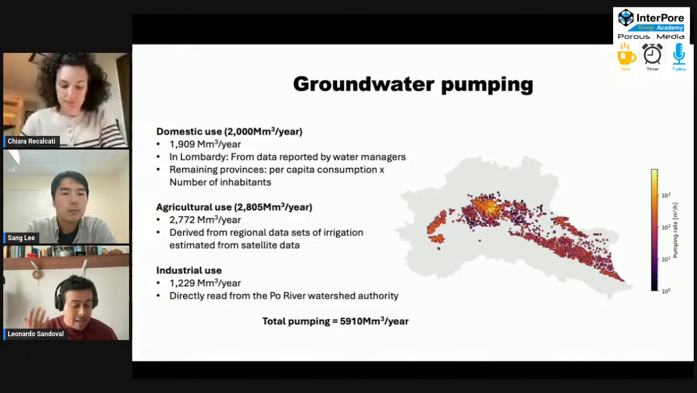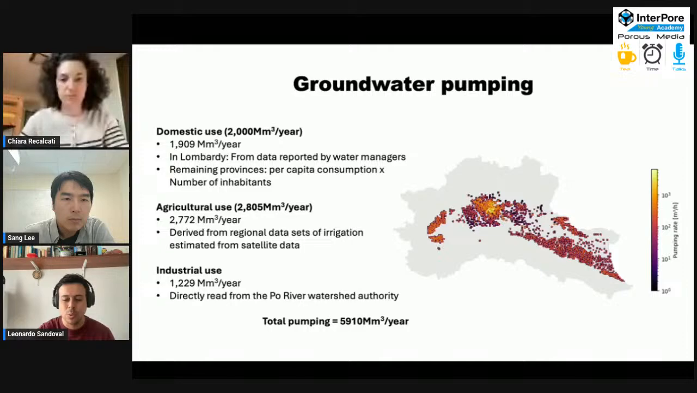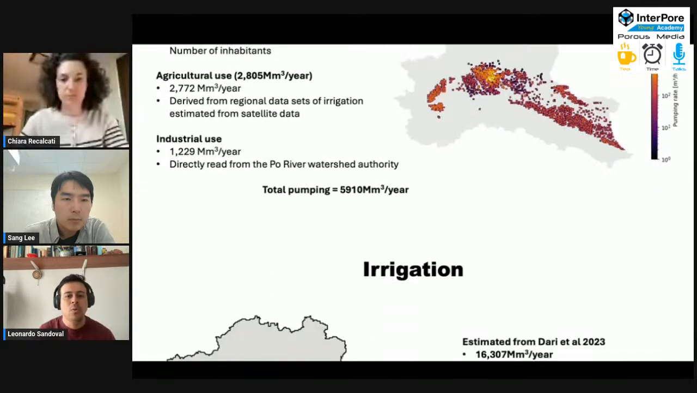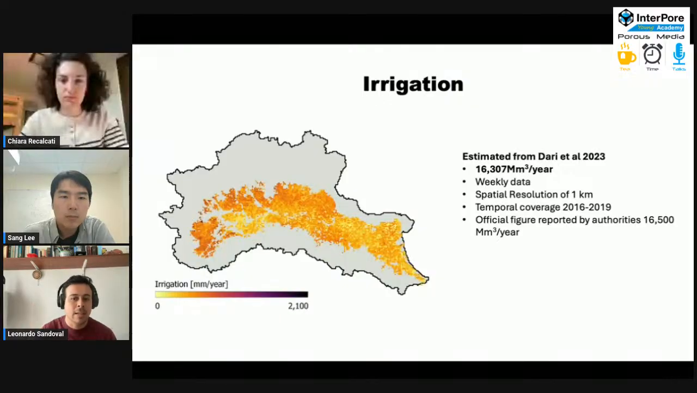We were very happy because the values that we estimated were very close to the official figures that you can see in parentheses for domestic use and agricultural use in this slide. But with the big advantage that our estimates have this spatial distribution, so they are, in theory, closer to reality. A similar procedure was followed for the irrigation, which was estimated from datasets of Dari et al. in 2023. In this case, we estimated a total of 16,000 million cubic meters per year, and the official figure reported by authorities in the area is 16,500 million cubic meters per year. So again, we are very close to the official figure, but with the advantage of having the spatial distribution of this irrigation.